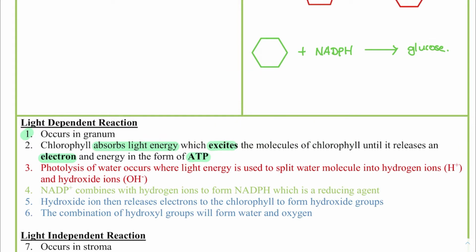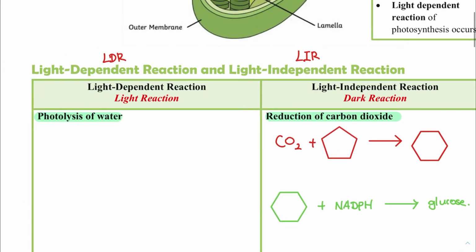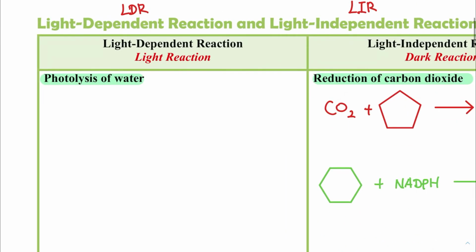Alright, so now let's start with the first chemical process. Photolysis of water. Photo means sunlight, lysis means break down. So I'm using sunlight to break down water. Basically the equation is very simple: water over here, and sunlight is used to break down this water.